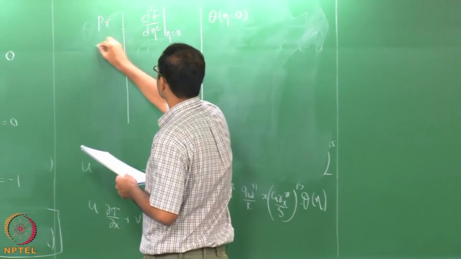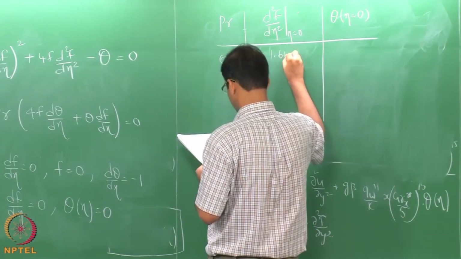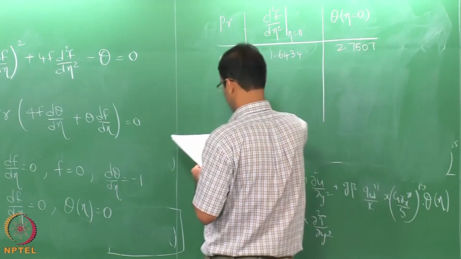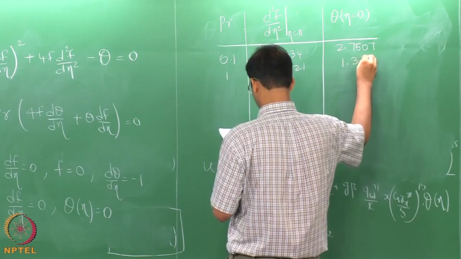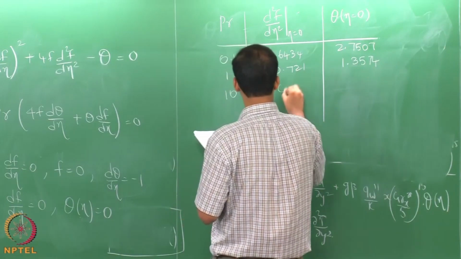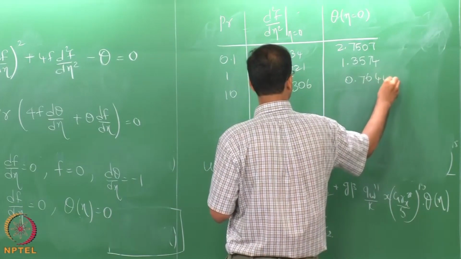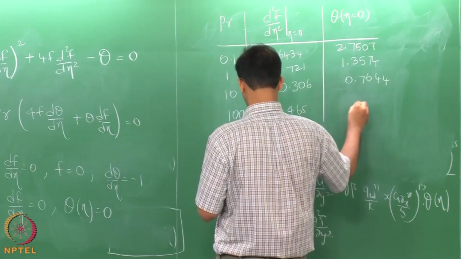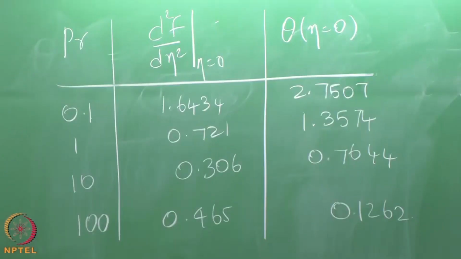So, for different values of Prandtl number, 0.1, this is 1.6434, this will be 2.7507. Prandtl number of 1, this is 0.721, 1.3574. And Prandtl number of 10, this is 0.306, 0.7644. Prandtl number of 100 is 0.465, 1262. So, these are the different values.